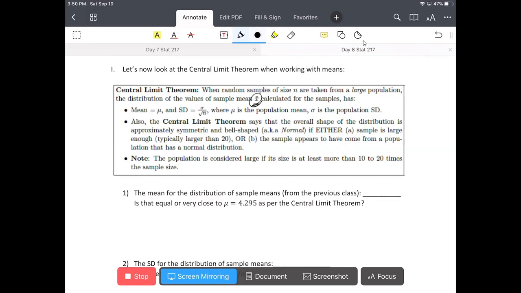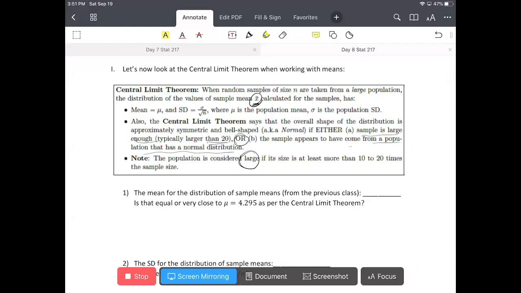The central limit theorem also tells us the overall shape of the distribution is approximately symmetric and bell-shaped, aka normal, if either the sample is large enough, typically 20 or more, or the sample appears to have come from a population that has a normal distribution. And the population is considered large enough, as we talked about earlier, if its size is at least 10 to 20 times the sample size. So if you have a sample of 20, we'd want the population to be at least 200.